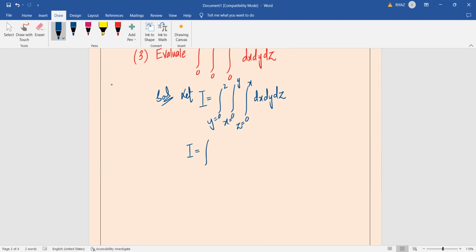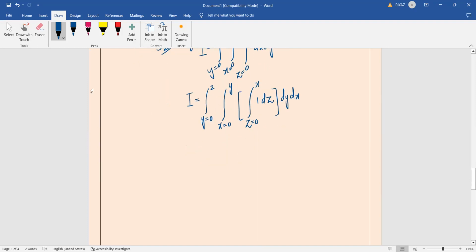So y is equal to 0 to 2, x is equal to 0 to y. Now we specify the region for z. Z is equal to 0 to x, 1 dz. This is dy and then dx. Now what is the integration? 1 dz is nothing but z only.